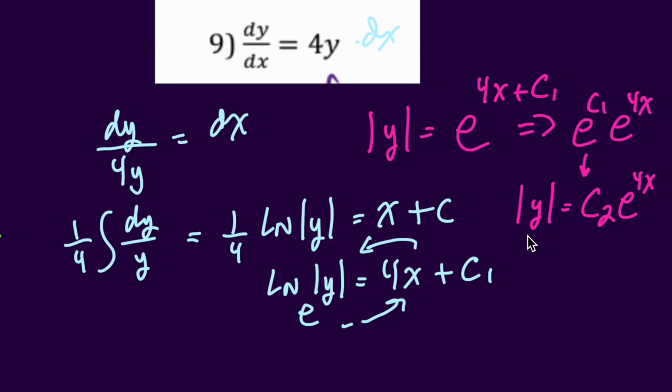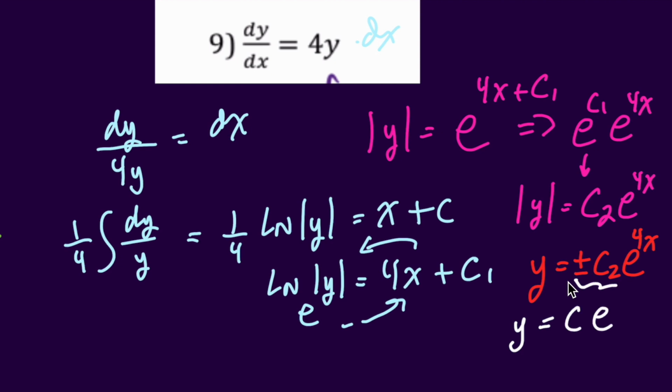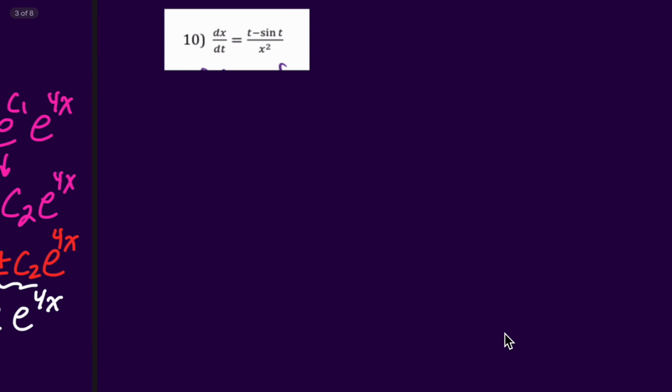Now, to remove this absolute value, which we can, we have to add a plus minus on the other side. And that is your final answer. Folks, as I went to erase this problem, I realized that this plus or minus c2 can be renamed as a new constant. So down here in white is your final answer for this solution for y.